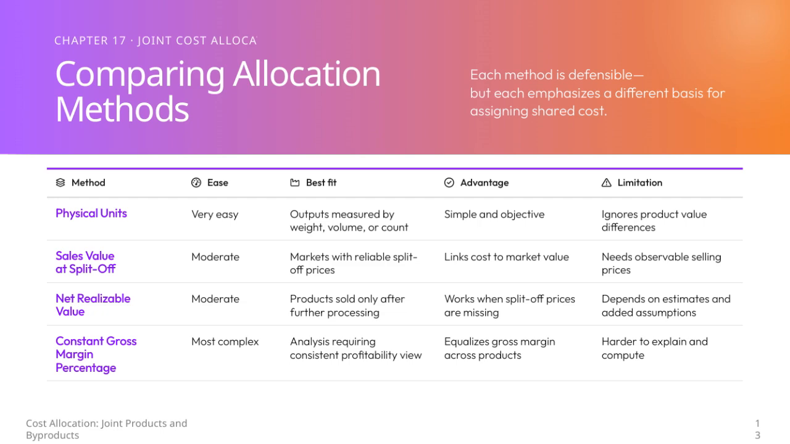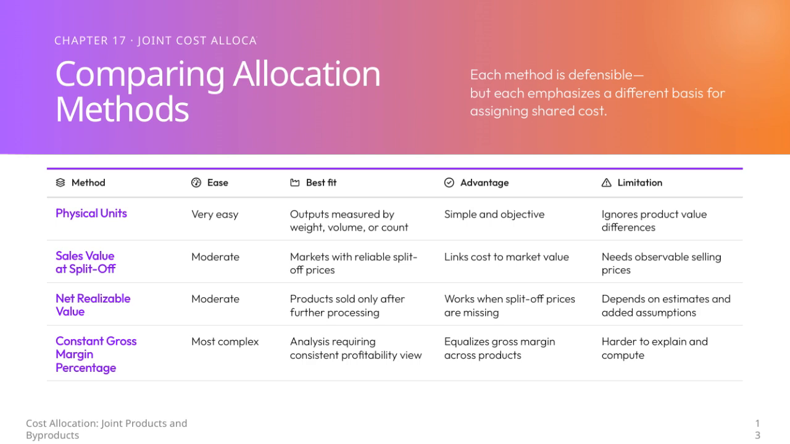Next is the sales value at split-off method, which is moderately difficult to use but works well in markets where reliable split-off prices exist. This method links cost to market value directly, which makes the allocation more reflective of economic reality. A downside is that it requires observable selling prices at the split-off point, which aren't always available.